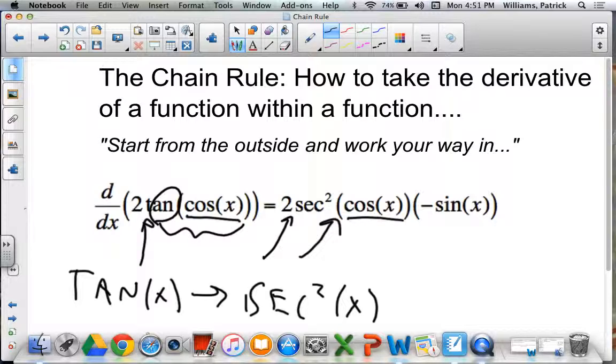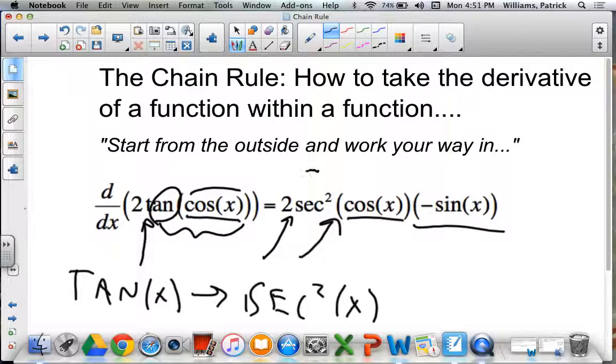We keep the inside exactly the same. Then the next innermost thing we do to this is take the cosine. So the derivative of cosine is negative sine. So we multiply the final answer by negative sine. So we end up getting secant squared, or secant of cosine of x squared multiplied by negative sine.